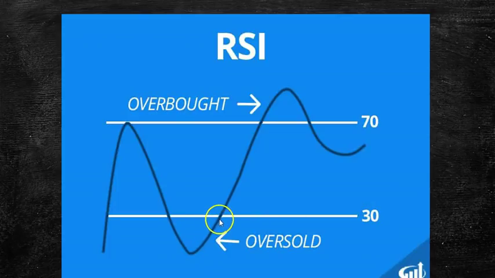When this line gets back across the 30, that is a signal for you to go long, because it is confirming what they think is a reversal. And conversely, if the line were to ever get up into this overbought territory above 70, you would wait for it to come back down, and once it does, that will give you a short entry.